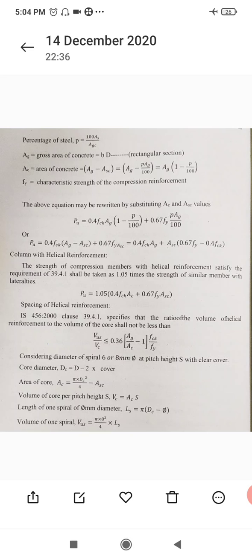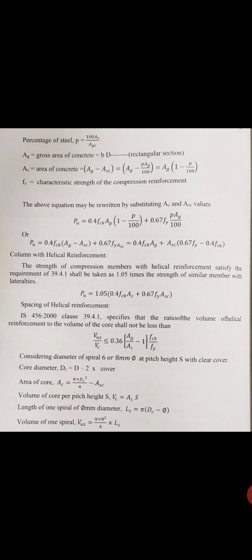FY is the characteristic strength of the compressive reinforcement. The above equation may be rewritten by substituting AC and ASC values. Pu equals 0.4 FCK AG into 1 minus P divided by 100 plus 0.67 FY P into AG divided by 100, or we can write it as Pu equals 0.4 FCK into AG plus ASC into 0.67 FY minus 0.4 FCK.